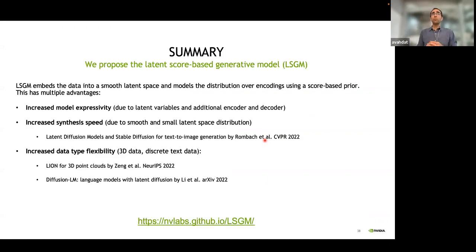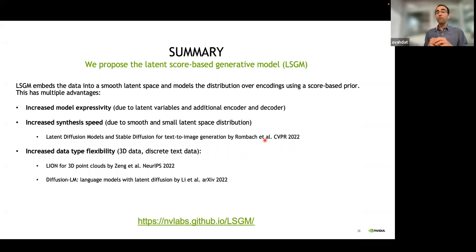So just to summarize very quickly, we introduced this framework called LSTM that embeds data into some smooth latent space and models the distribution of latent variables using score-based priors. LSTM has 3 advantages. One is expressivity of the models is increased. Another one is the sampling speed, because we can form diffusion models in a smaller space and a smoother space. We can actually get samples faster.